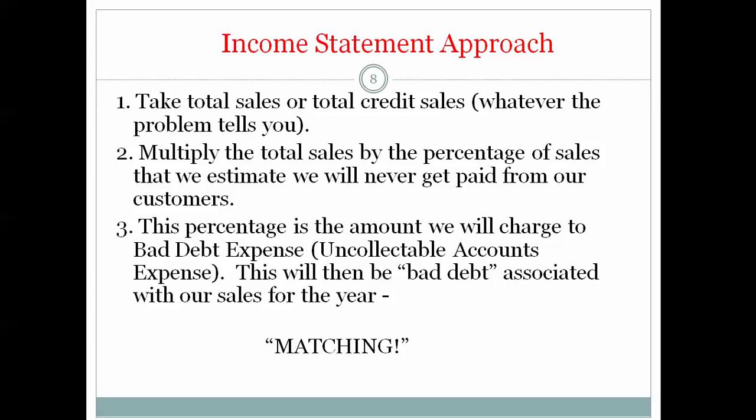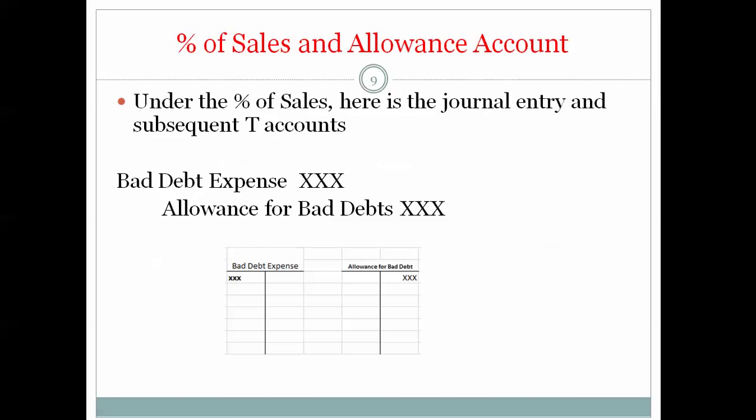When you take that calculation, total sales or credit sales times the percentage, this will be the amount that we will charge to the bad debt expense for the year, and that will be the debit, and the credit will go to the allowance for uncollectible accounts. And this way we will be able to match whatever percentage of sales we've had to the amount that we believe we'll never be able to collect. And under the percentage of sales, here is going to be the journal entry.